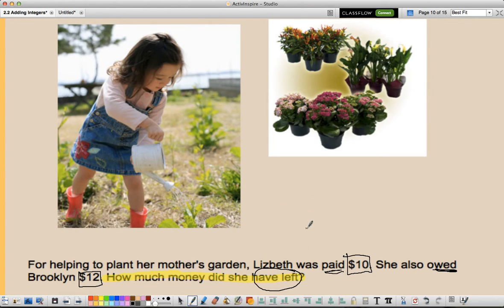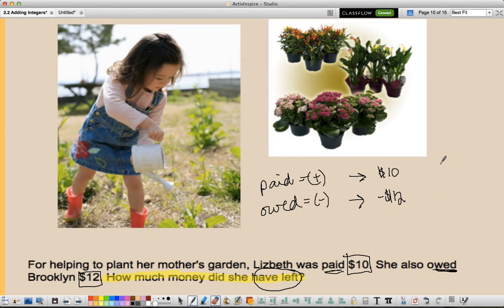So typically we would look at this and say, well, let's subtract. Well, as a subtraction problem, this becomes 10 minus 12. Subtraction is icky. I'd prefer to add. So we're going to go ahead and set this up as an addition problem. So you have to look at the integers. And since she's paid $10, paid means it's positive. So she has a positive $10. Owed means it's negative, so it's a negative $12.